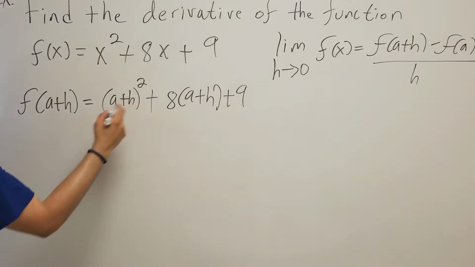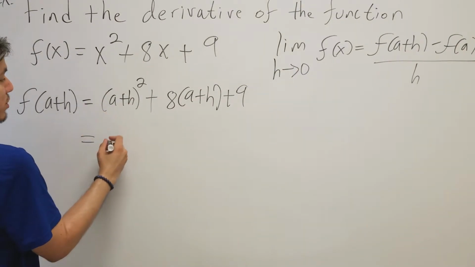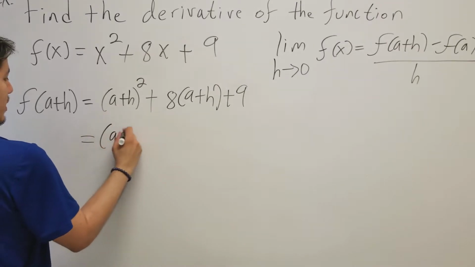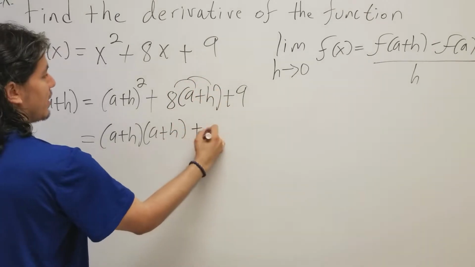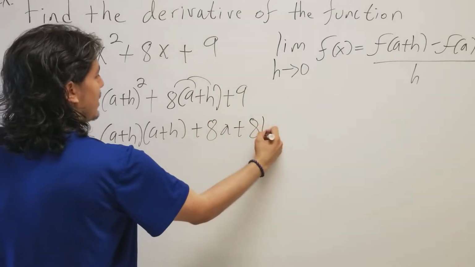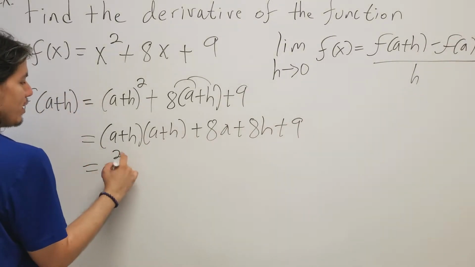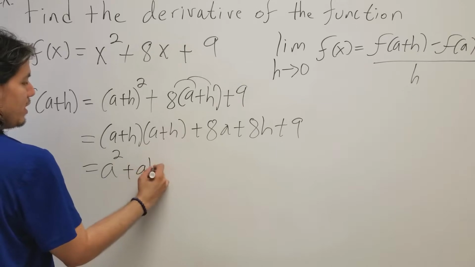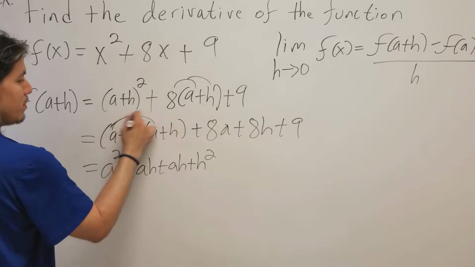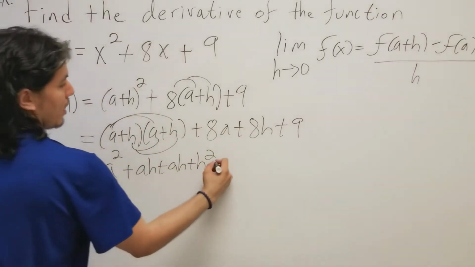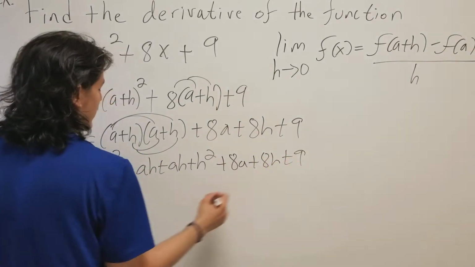And then if you do the arithmetic here, if you expand this, this becomes a plus h times a plus h. You can distribute here. So I get 8a plus 8h plus 9. And after you follow this out, you get a squared plus ah plus ah plus h squared, and plus 8a plus 8h plus 9.